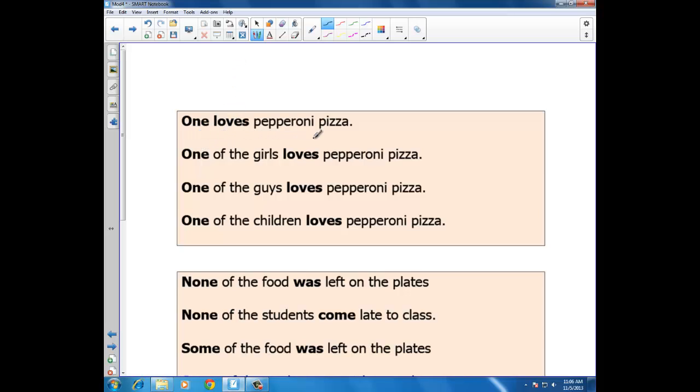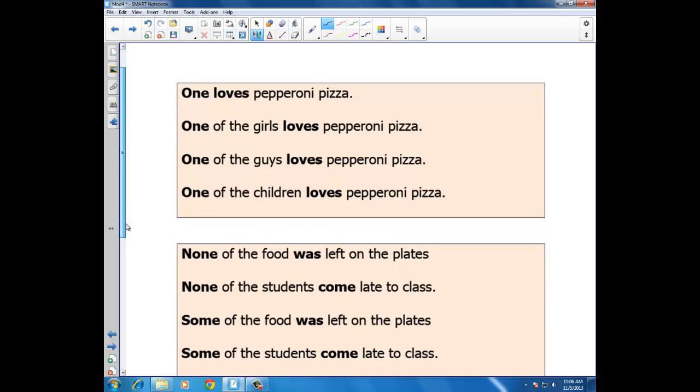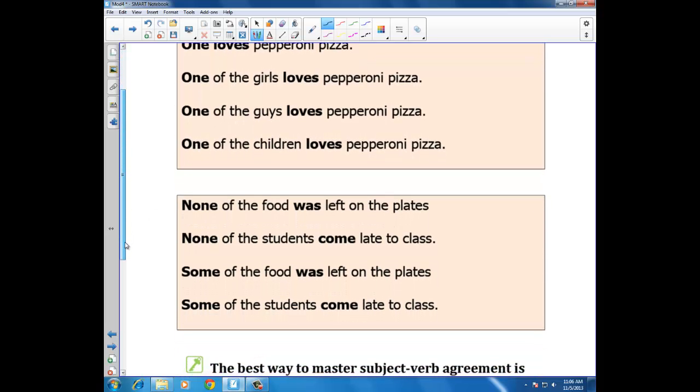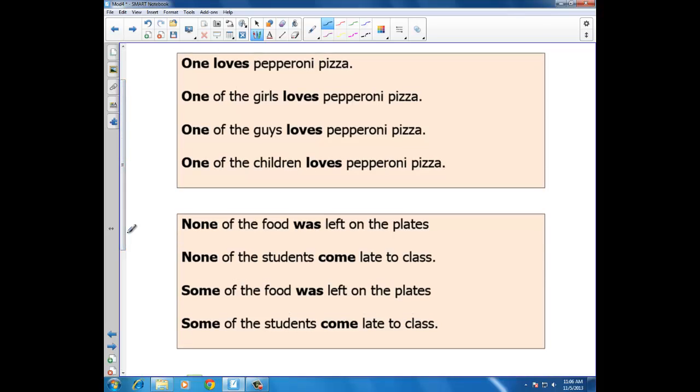One loves pepperoni pizza. One of the girls loves pepperoni pizza. One of the guys loves pepperoni pizza. One of the children loves pepperoni pizza. The indefinite pronouns none and some are sometimes singular or sometimes plural, depending on the context of the sentence.